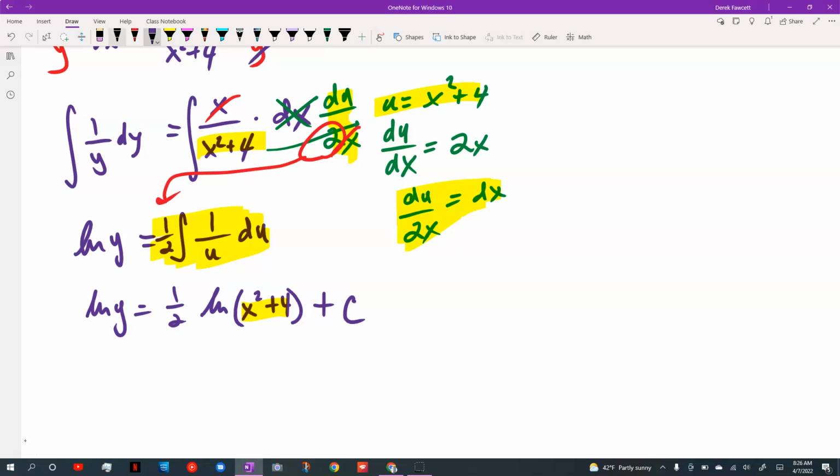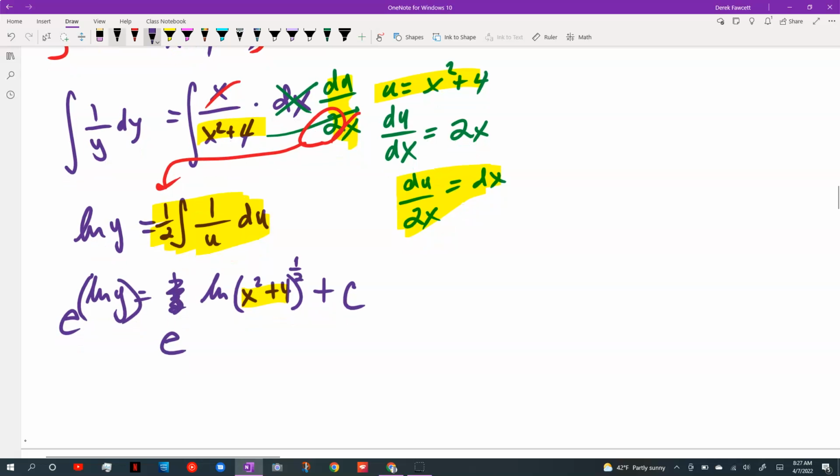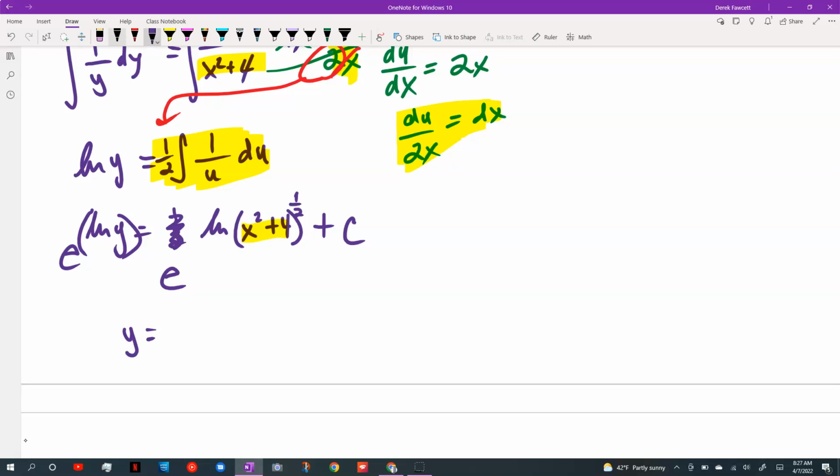Now, this is almost our general solution, but we need to get y by itself. So we're going to go ahead and take e to both sides. I'm going to move this 1/2 up to an exponent. So I can take e to both sides, and you would have y equals e to the natural log of x squared plus 4 to the 1/2 plus c. You can write the square root, but I'm just going to keep it as x squared plus 4 to the 1/2.